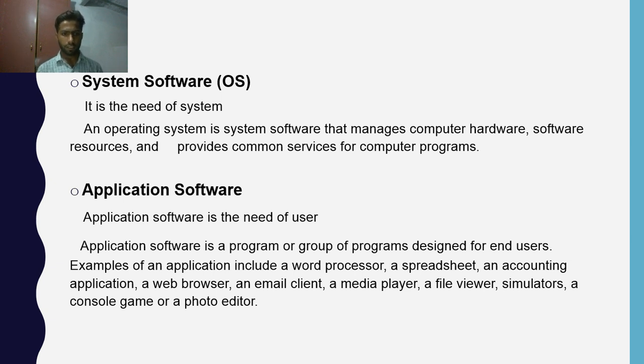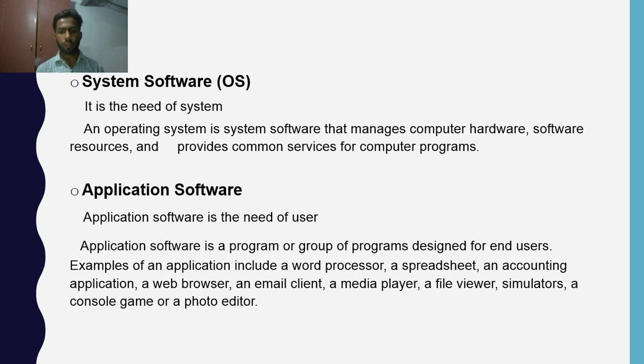It is the need of a system. An operating system is a system software that manages computer hardware, software resources, and provides common services for computer programs. Number two, application software. Application software basically is the need of a user.